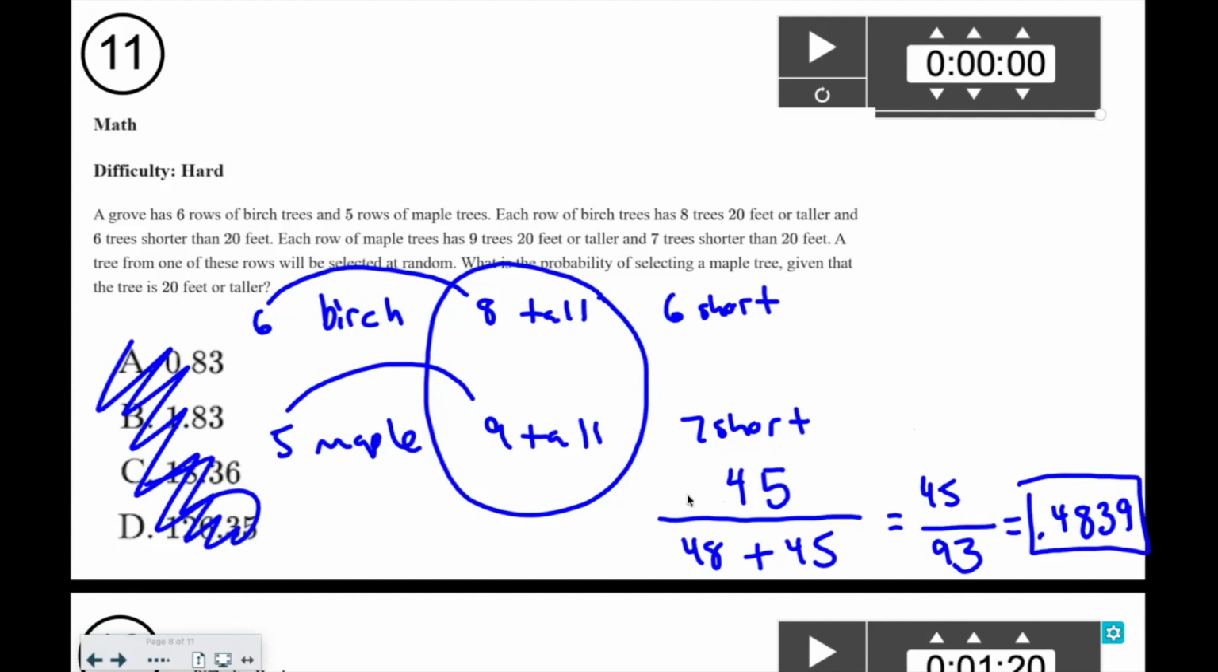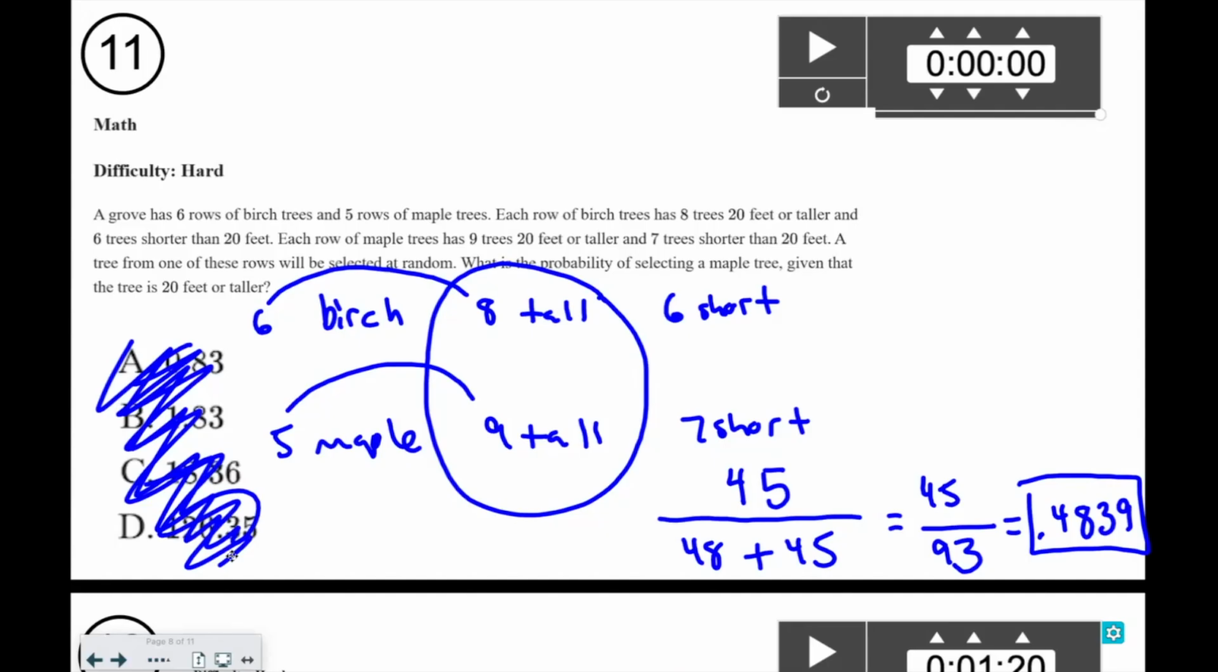So we need the total number of tall trees and then just the number of tall maple trees, and that's what we're dividing for the probability. Again, ignore these. If we give 5 characters, it would be 0.4839 if we round appropriately.